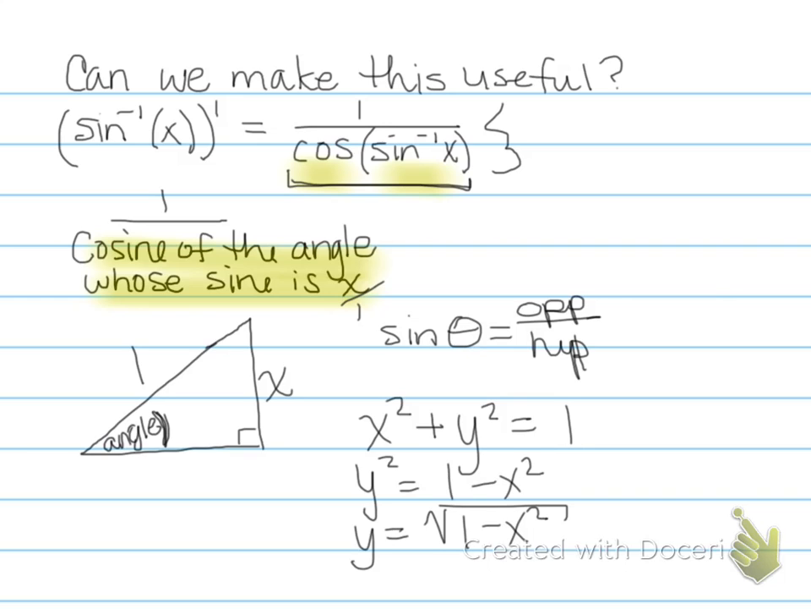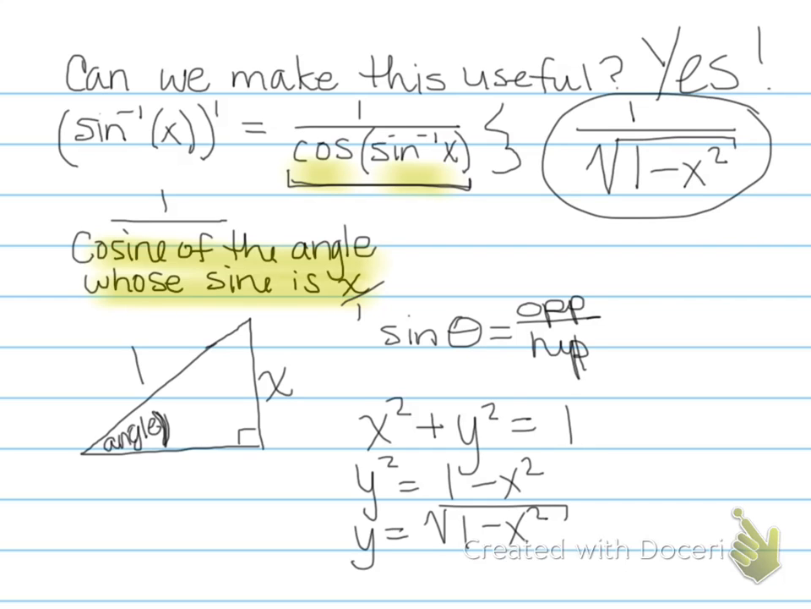So we can replace this to make it more useful. Let's replace the cosine of the inverse sine of x with 1 over the square root of 1 minus x squared. So the derivative of inverse sine of x equals 1 over the square root of 1 minus x squared.